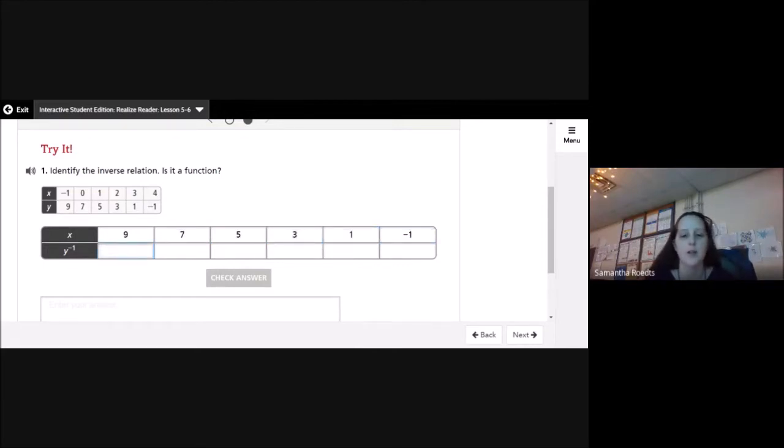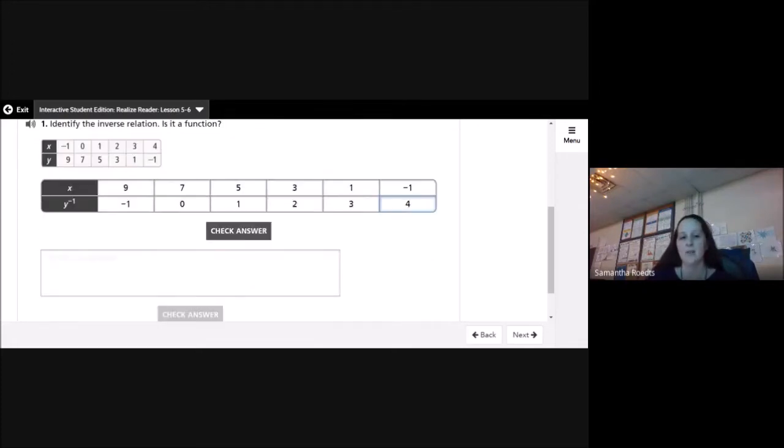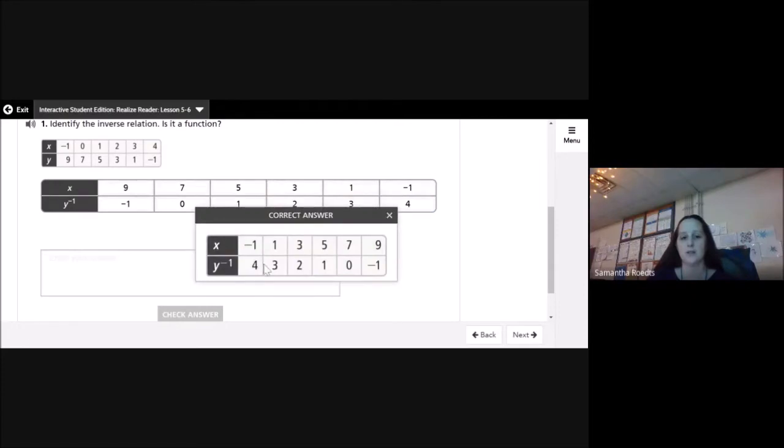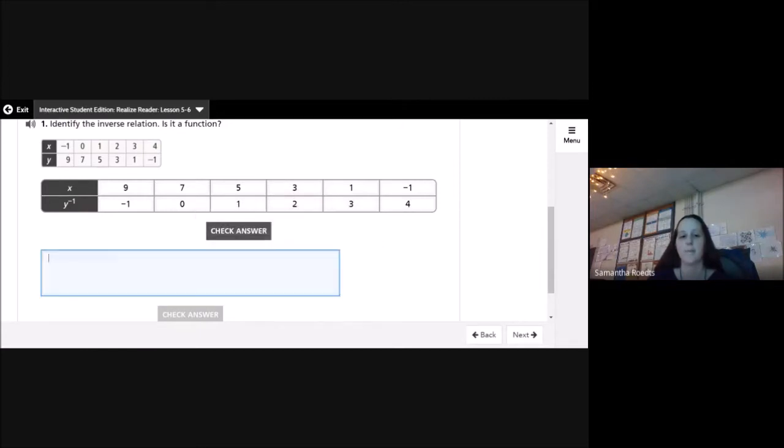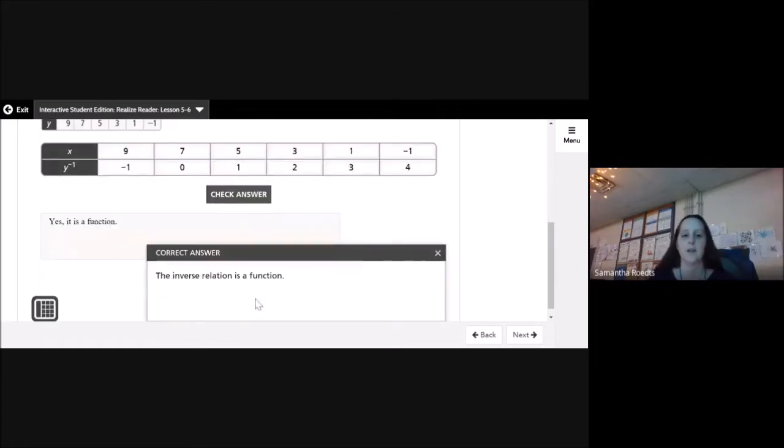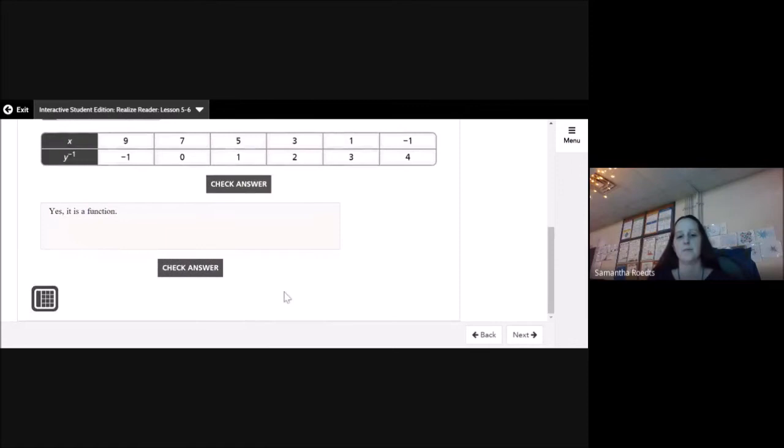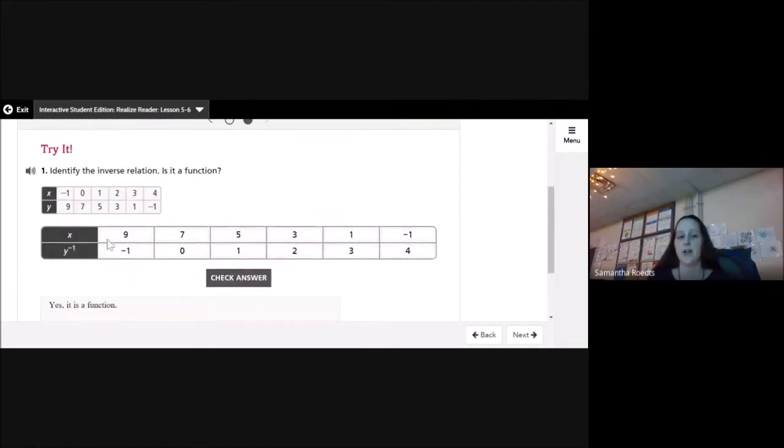So 1, 0, 1, 2, 3, 4. I have no x values that are the same, so I can check my answer here. They just ordered them. Okay. So yes, it is a function. The inverse relation is a function. Okay. So you're just switching the x and y. If none of the x values are the same, then it probably is a function. Just double check. So if this were 1, 3, like it is, and this were 1, 2, then it wouldn't be a function. Okay.